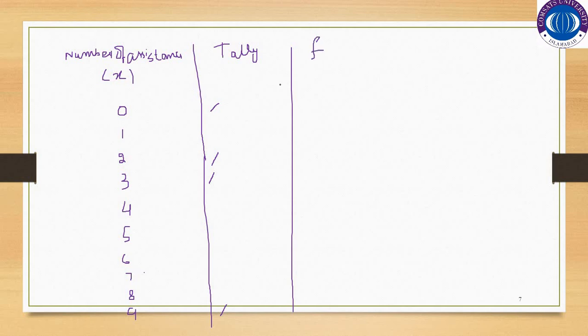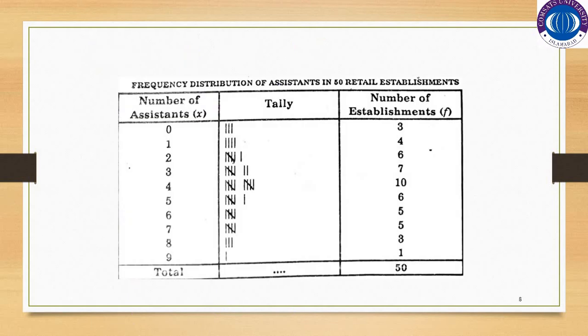If you want to see the complete picture, this is the complete frequency distribution of assistants in 50 retail establishments, with each category corresponding to its number of observations. And this is the frequency distribution of the assistants in 50 retail establishments. If you sum the frequency, the answer should be 50.